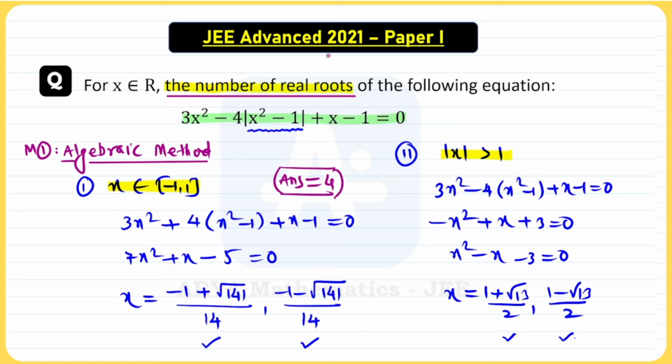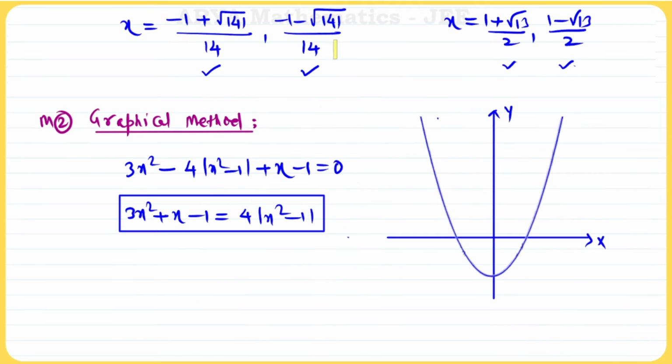There is another interesting method of solving this problem, that is the graphical method. Whenever the problem is on the number of real roots, using the graphical method you can get the answer in less than 30 seconds. In order to use the graphical method, let us rewrite the equation in this form: 3x² + x − 1 = 4|x² − 1|.